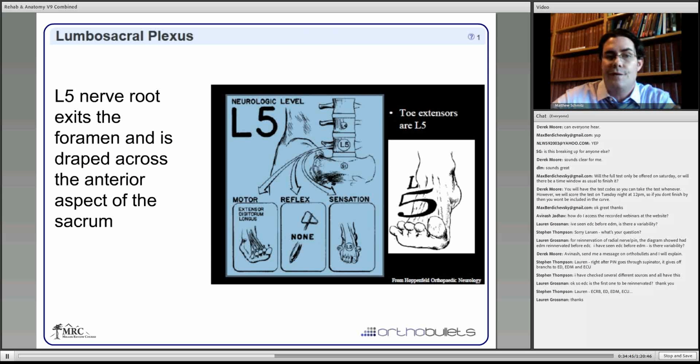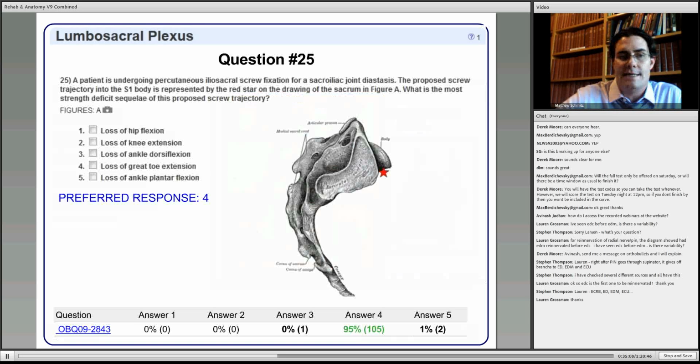We know that the L5 nerve root exits the foramen and essentially is draped across the anterior aspect of the sacrum. So that will come up in a testing scenario. The L5 is the nerve root that is at risk if you have anterior violation of your sacrum. So the next step is, well, what does the L5 nerve root do? We know that it involves the extensor hallucis longus, or EHL, and that's how it's going to be tested. And that's what they're looking for here, extension of the great toe, which almost everybody, 95%, was able to get correct.